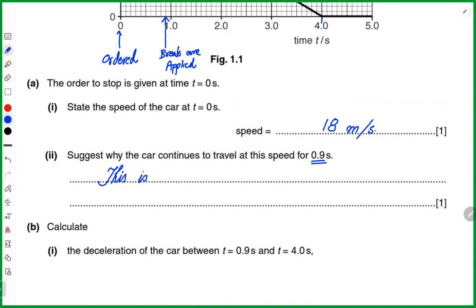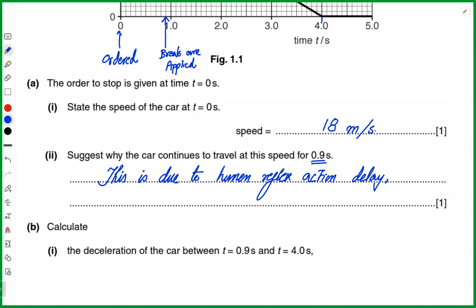This is due to human reflex action delay or time. So when we receive an order or we see a hurdle in front of us, we take time to decide what to do.